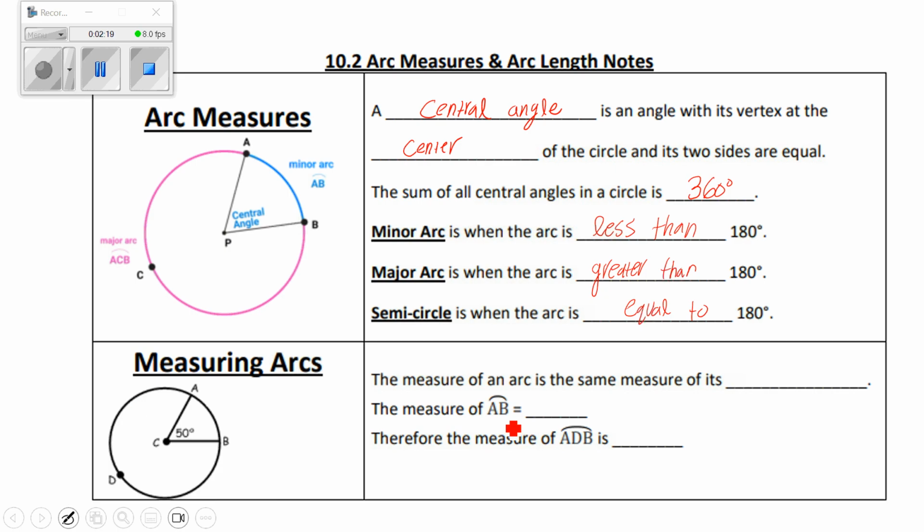The measure of an arc is the same as the measure of its central angle. So the measure of AB is 50 degrees. The measure of ADB, so now you're going A, swinging around to D, coming back to B, is, well, in total of a circle we got 360. Take out the 50 from the one we already know, and you get 310. So pretty standard.